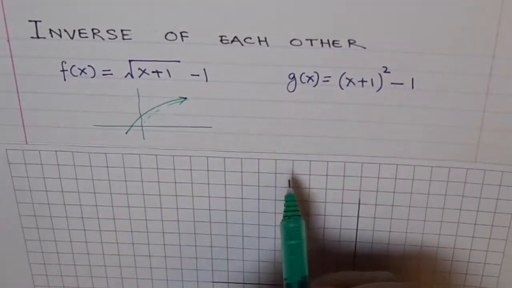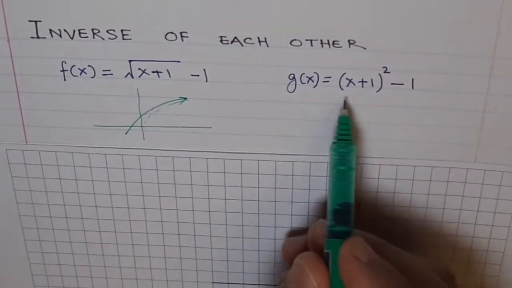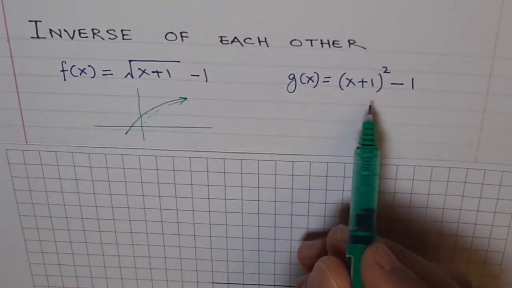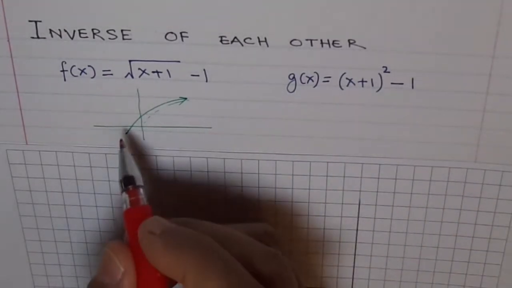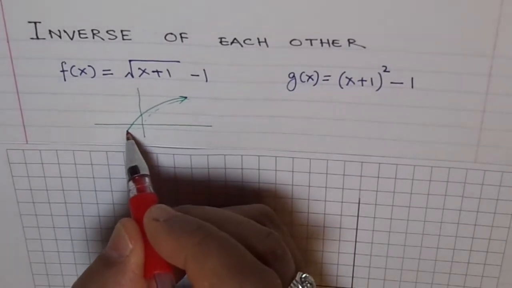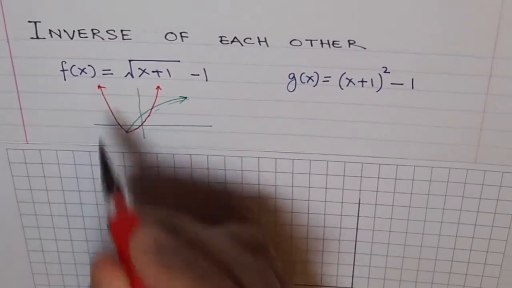And how about this? This is a parabola. And the domain of this parabola is all real numbers. This function is also moved 1 unit left and 1 unit down. So it also starts from here, and so the parabola will go like this, kind of like this.